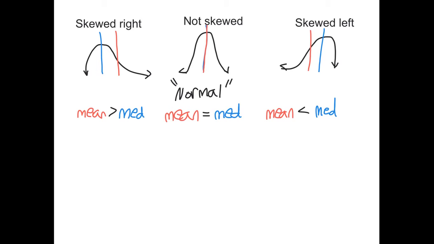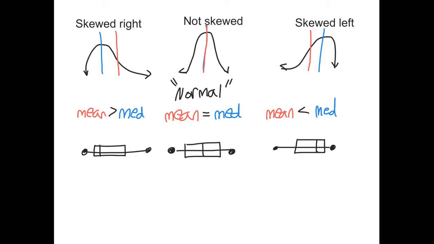That's the formal definition of skewness. Here's how it looks for box plots. It helps to remember that the long tail of the data points to the right when it's skewed right, and similarly, the long portion of the box plot is on the right when the data is skewed to the right. Vice versa for when data is skewed to the left.